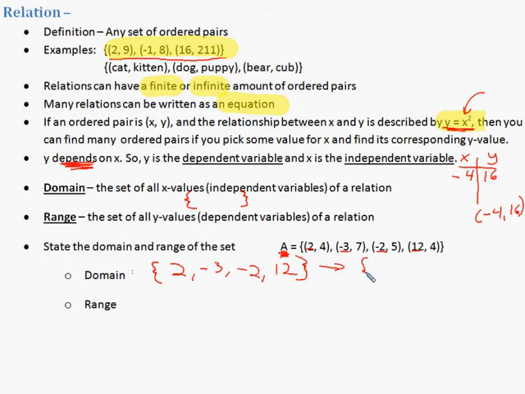Oftentimes we like to write it with the domain in order. So our lowest number is negative 3, then negative 2, then 2, and 12. Both of those are the domain, but the second one's the better way to write it.